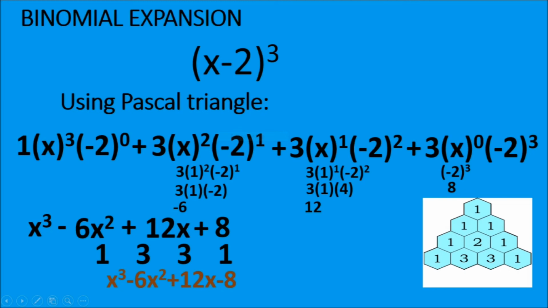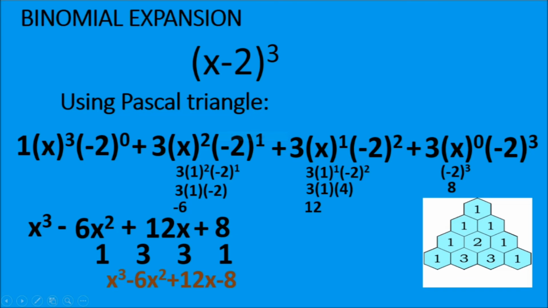This variable and number are raised to exponents. Since the binomial is raised to exponent 3, the exponent of the variable is raised to the highest degree, which is 3, and the exponent of the number is raised to the lowest degree, which is 0. The degree of the exponent of the variable is decreasing while the degree of the exponent of the number is increasing. And as you observe, when you add the exponents of the variable and number, it is always 3 for this example.